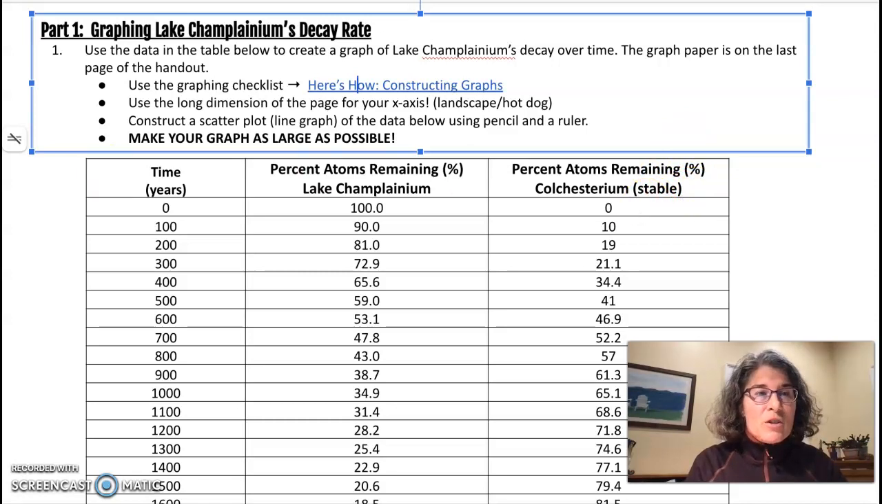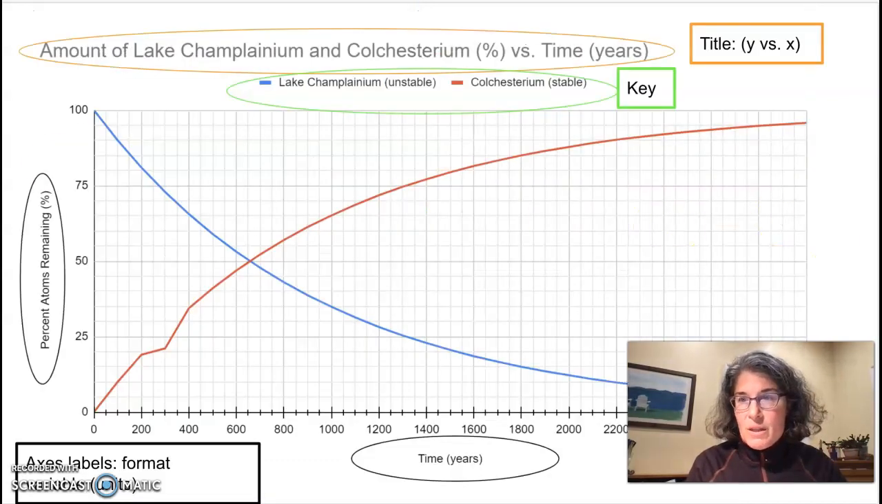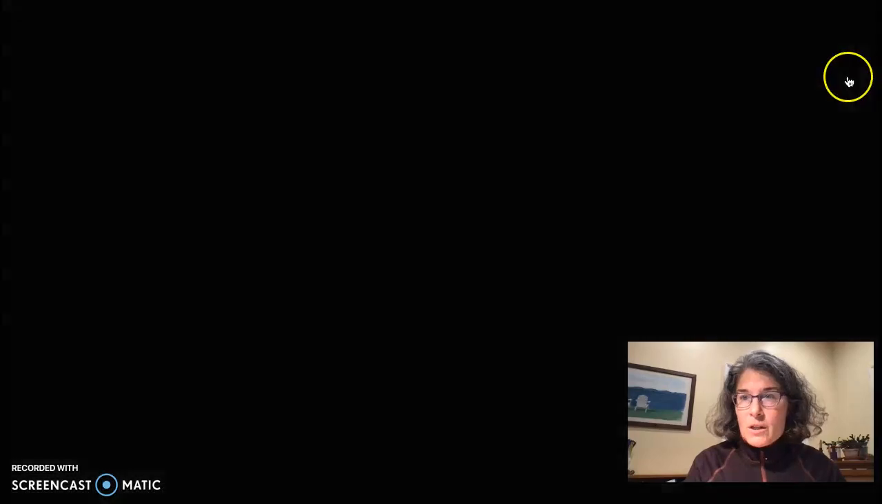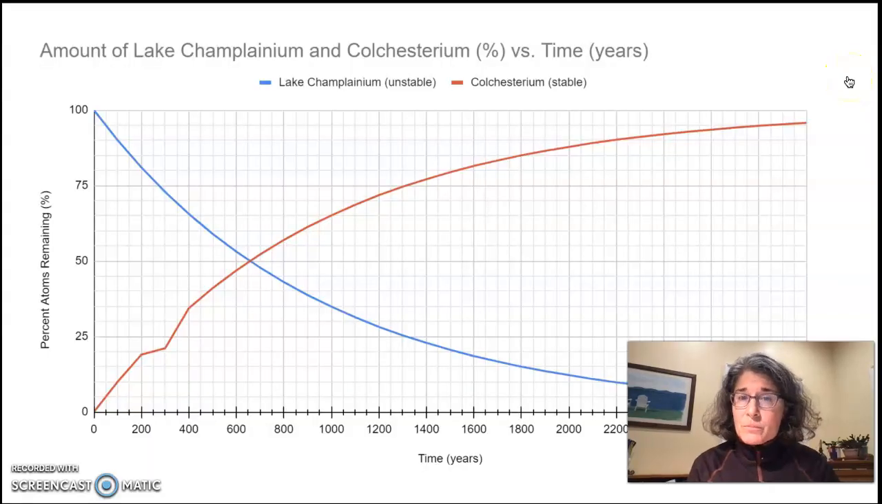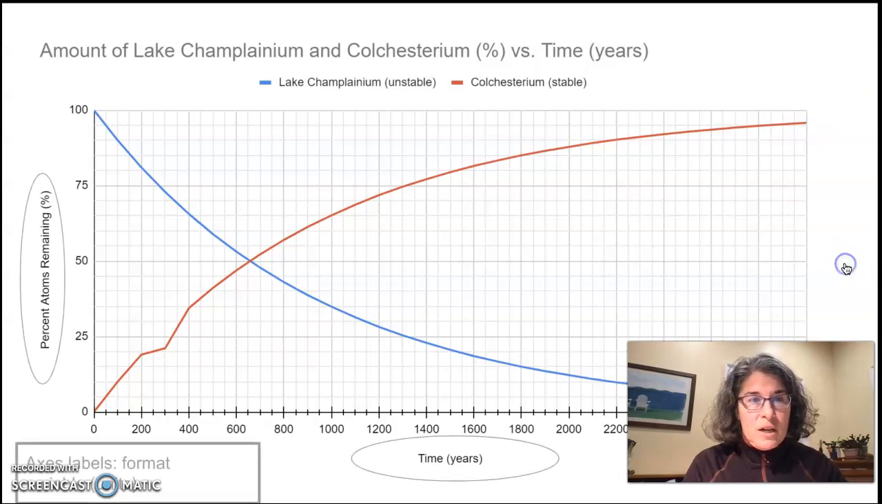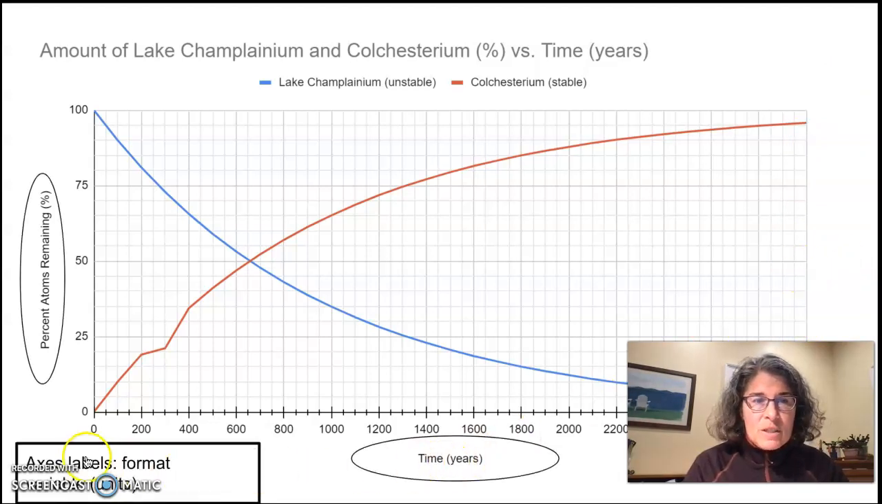When you are finished, your graph is going to look something like this. I want to talk you through each of these steps. So your finished graph will look something like this. You want to make sure you're using that graphing rubric to double check that you have everything that you need on your graph. So I'm going to highlight a couple of things here.